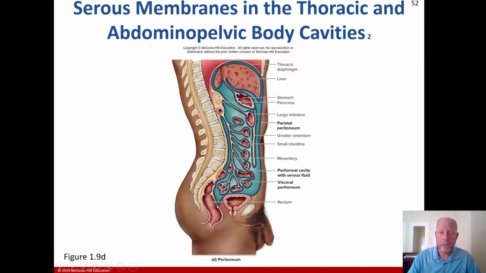And here we can see our thoracic diaphragm. There's the liver, your stomach, your pancreas is here, your large intestine, and then you have the parietal peritoneum. I mess myself up, I always want to say it differently. And the greater omentum, which is basically descending down from your stomach here, okay? And the small intestine with the mesentery here, which helps form connections with your small intestine. The peritoneal cavity with serous fluid, the visceral peritoneum, and then of course your rectum, where waste is excreted.